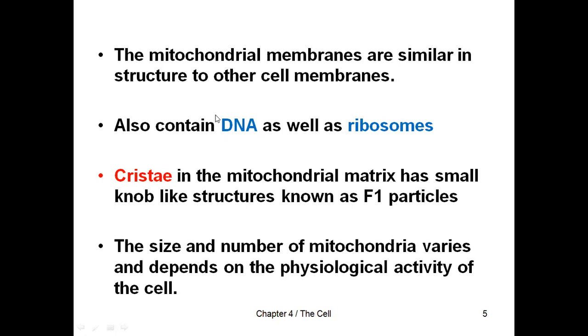The cristae in the mitochondrial matrix have small knob-like structures which are known as F1 particles. These F1 particles are very, very important. These F1 particles are made up of special types of particles. They are also called stalk particles, S-T-A-L-K, stalk particles. And these are actually involved in enzyme synthesis. Which enzyme? ATP synthetase. I will go back to the board and write down these things for you.